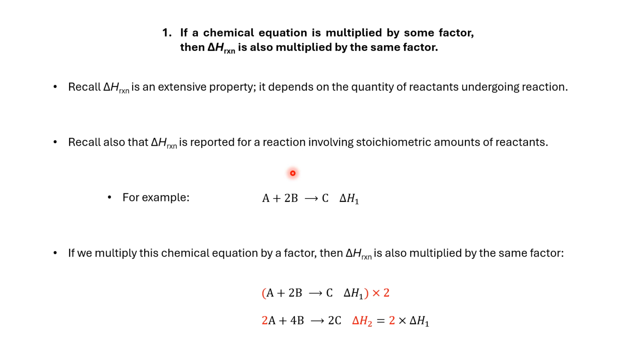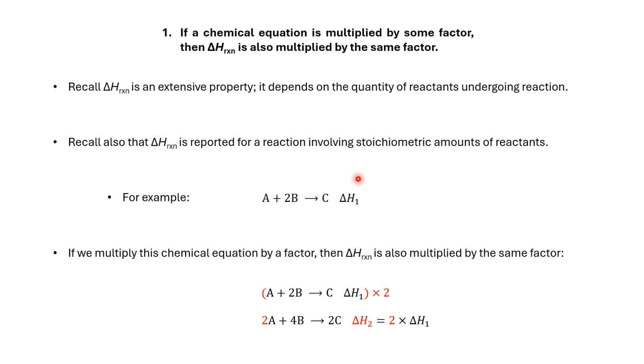So the first one is if a chemical equation is multiplied by some factor, then delta H is also multiplied by the same factor. That's kind of like what I just mentioned, where if you multiply an entire chemical equation by 2 or something, what happens to the delta H? Well, the delta H is also multiplied by 2. The reason we're allowed to do that is, remember, delta H is an extensive property. An extensive property just means it depends on the quantity of the reactants that are undergoing the reaction. And also recall that delta H is reported for a reaction involving stoichiometric amounts of those reactants.